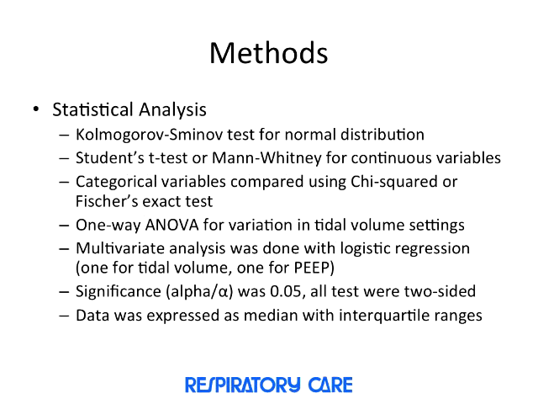For statistical analysis, they used the Kolmogorov-Smirnov test for normal distribution, Student's t-test or Mann-Whitney for continuous variables. Categorical variables were compared using chi-squared or Fisher's exact test, and one-way ANOVA for variation in tidal volume settings. Multivariate analysis was done with logistic regression, one for tidal volume and one for PEEP. And significance, sometimes referred to as alpha, was set at 0.05, and all tests were two-sided. Data was expressed as a median with an interquartile range.